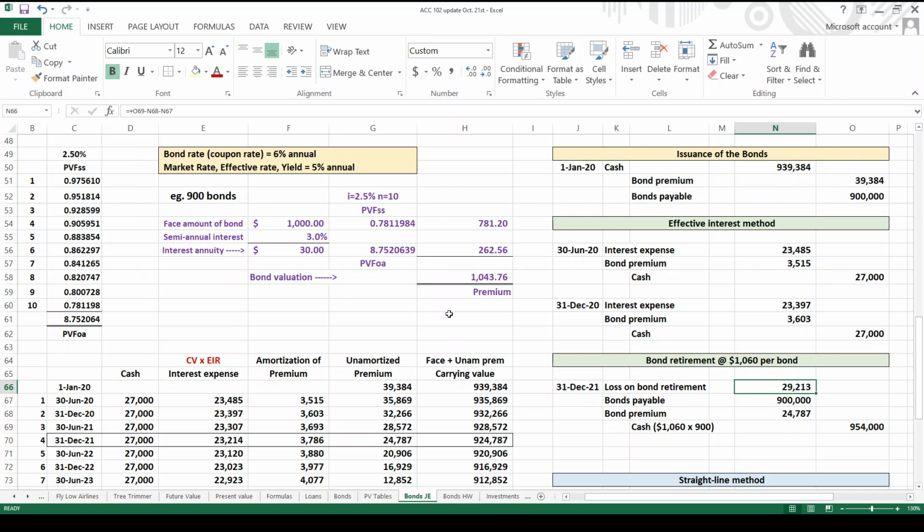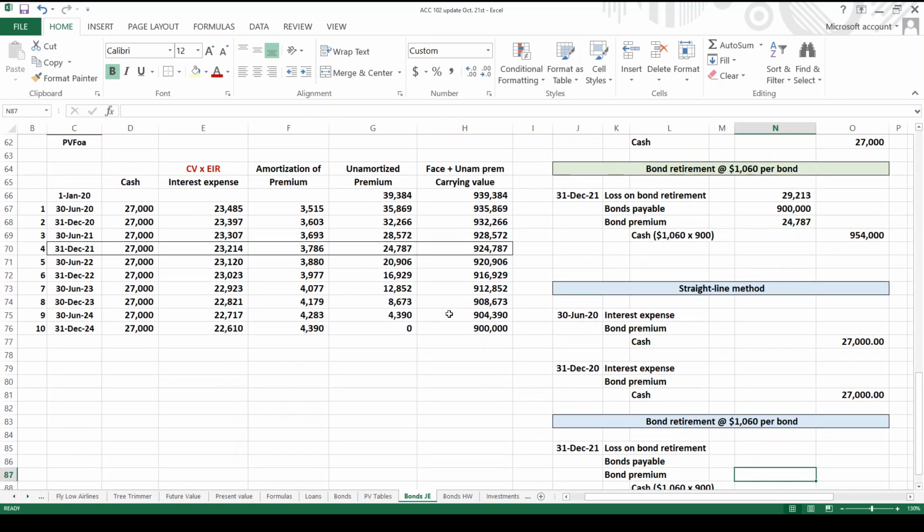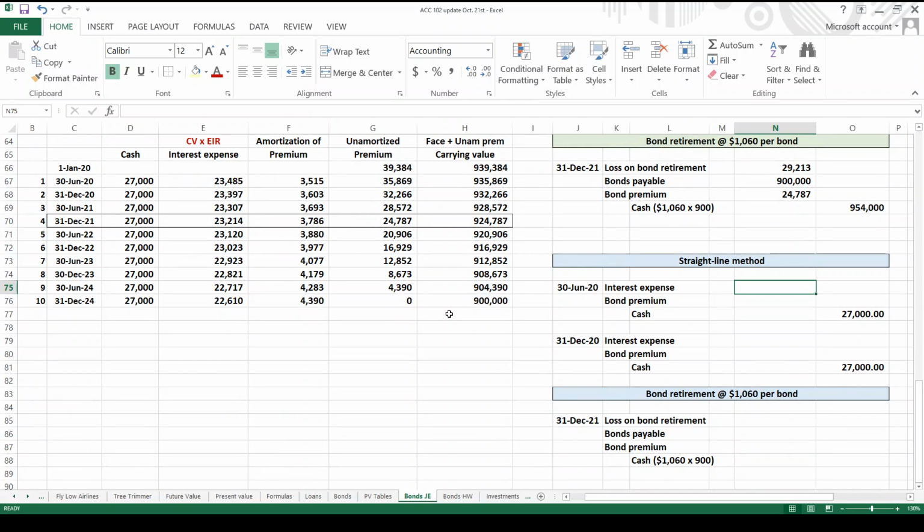Okay. I know what you're thinking. What about straight line? You want to know about straight line too? Okay, let's do that. Let's come over here. And with straight line, how does that work again? Well, we say to ourselves, how many times are we going to make this entry? And the answer is, in this problem, 10 times. So I want to take the 39,384 over here, right? And divide it by 10, because we're going to make 10 entries. Remember, this is a 5-year bond, semi-annual, so 10 is the number. For a 10-year bond, we'd be dividing by 20. Okay, so we get 3,938.40, okay?